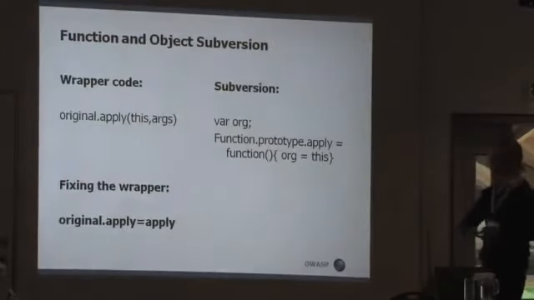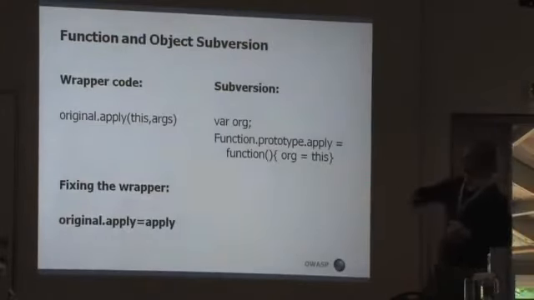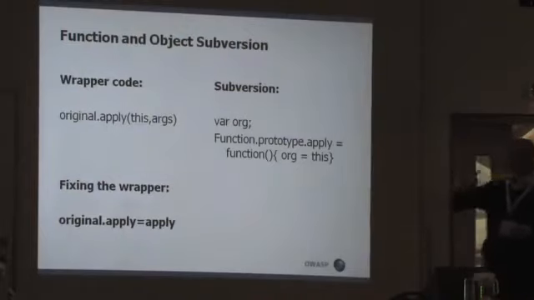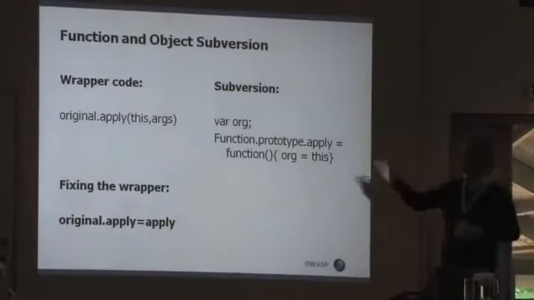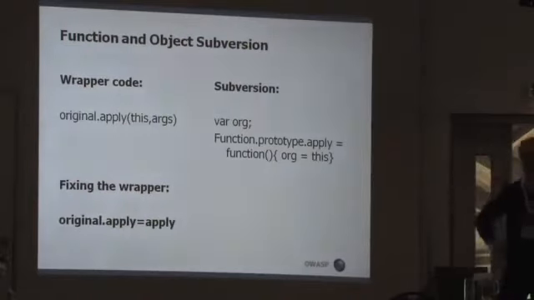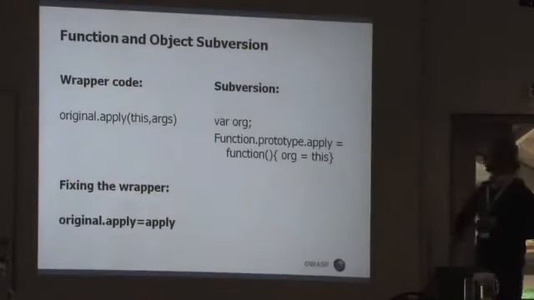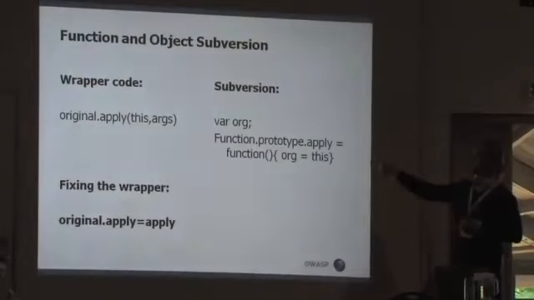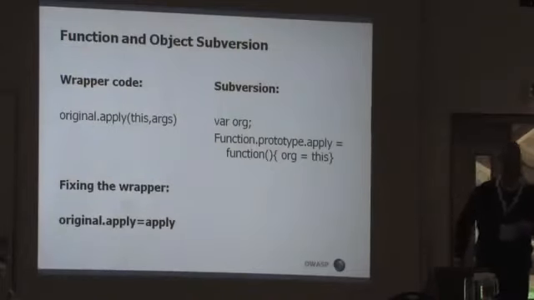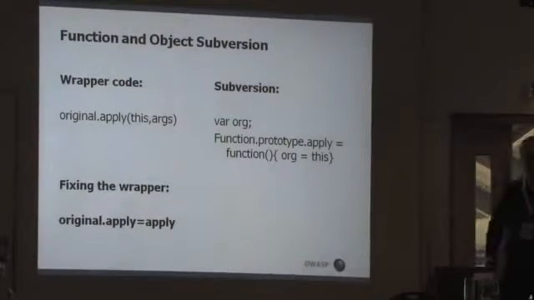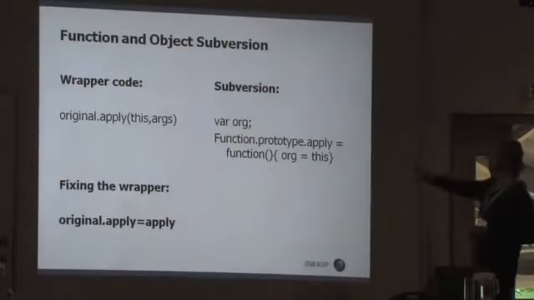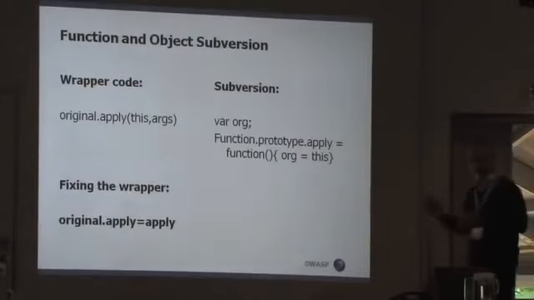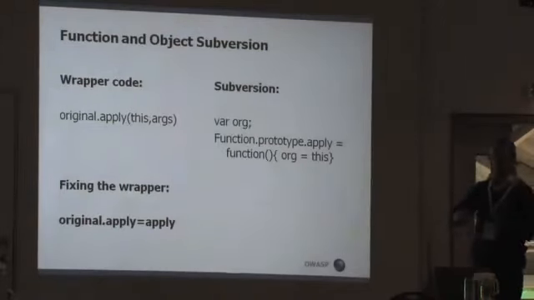What we found was that at one place in the wrapper code we ran apply on the original function, on the original built-in. So by modifying the prototype of the function object, redirecting the apply function to mean something else, we could capture the original built-in as it was executed.